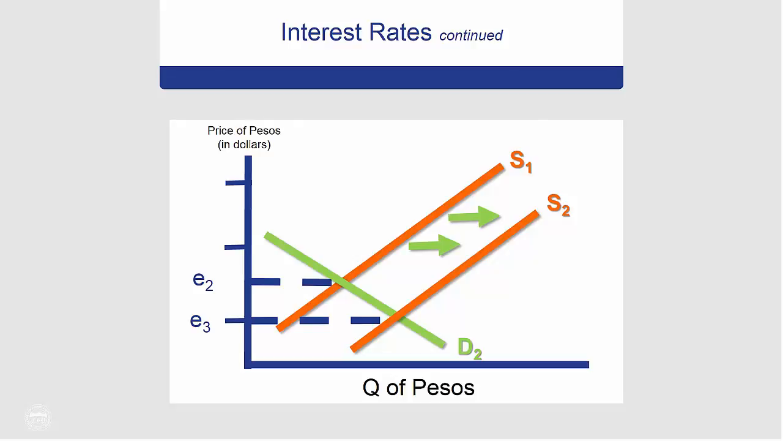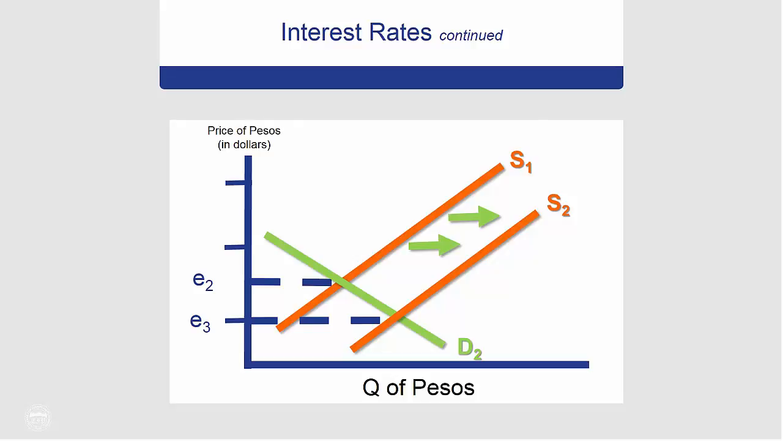People want to move money to Mexico. U.S. demand for pesos increases, while Mexican supply of pesos in exchange for dollars decreases. The rightward shift in demand and the leftward shift in supply both increase the value of pesos or the exchange rate for pesos. A note on real interest rates.